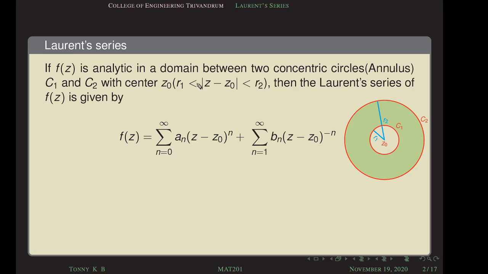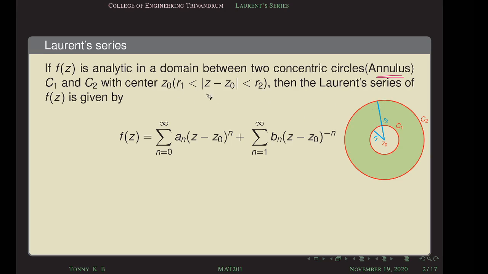A function f of z is analytic in a domain between two concentric circles. That is called an annulus. Okay, f of z is analytic in a domain between two concentric circles C1 and C2 with the center z0. Such regions are called annulus. And we can write that region as R1 is less than mod z minus z0 less than R2. That means a region between two circles.